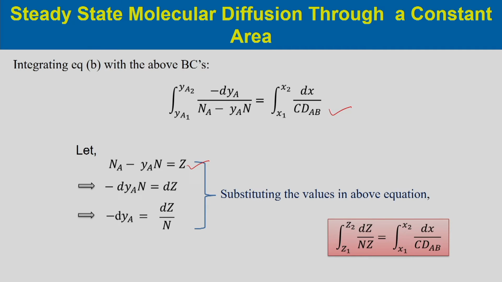So, substituting the values in the above equation, minus dYA is replaced by dZ by N. Since NA minus YA N is Z, it becomes the integral from Z1 to Z2 of dZ by NZ, which is equal to the integral from x1 to x2 of dx by C DAB.